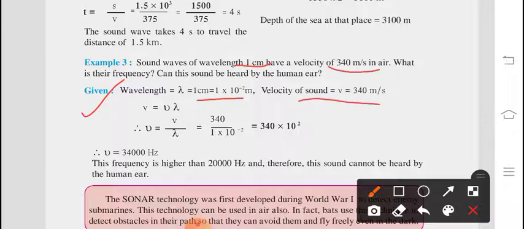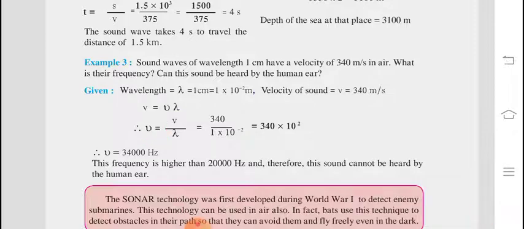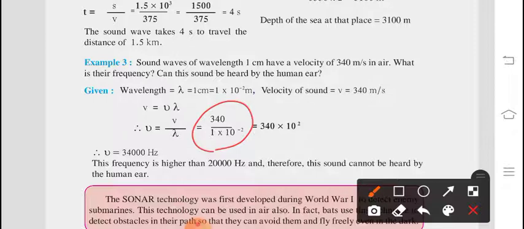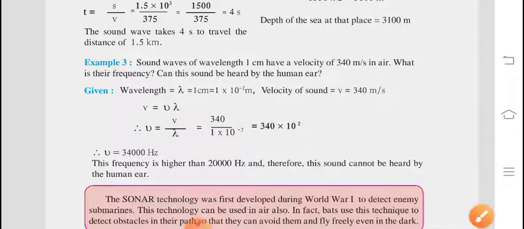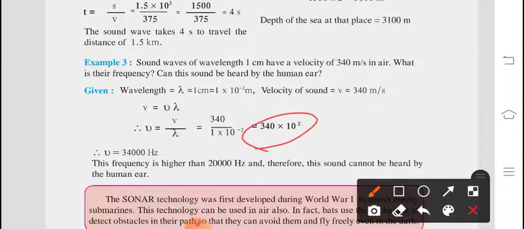Now, relating this wavelength and velocity, we have a formula, that is v = νλ. Now here what given things are there? Velocity and wavelength. What we have to find? Ν means frequency. So ν = v upon lambda, and v is given, that is 340, and lambda is 1 into 10 raised to the power of minus 2. After calculation we will get this as 340 multiplied by 10 raised to the power of plus 2. So here frequency is 34,000 hertz.